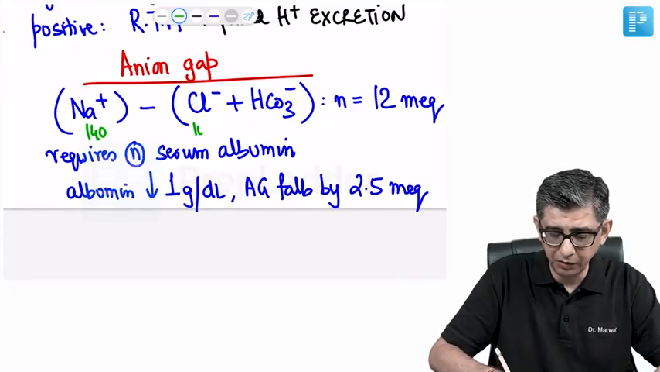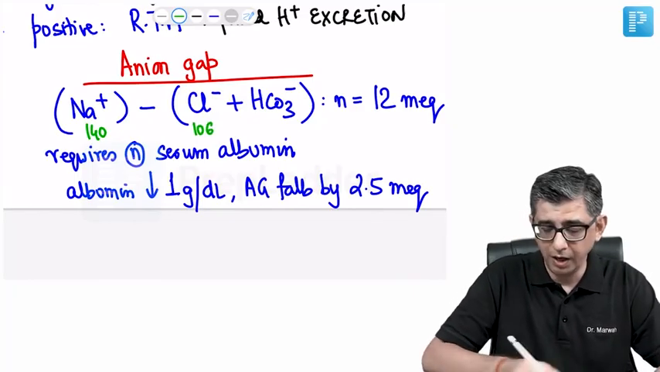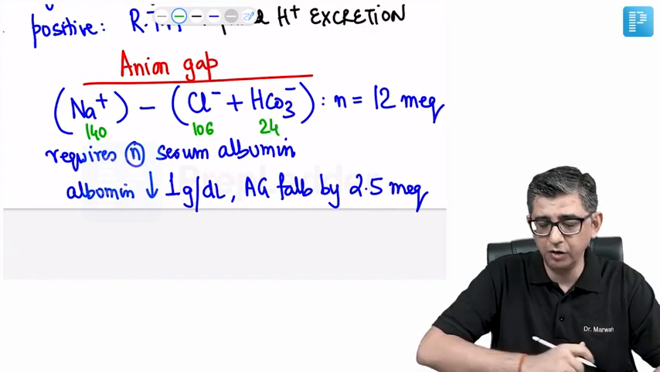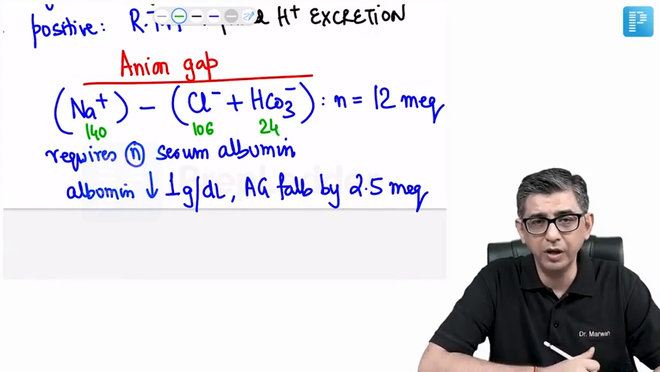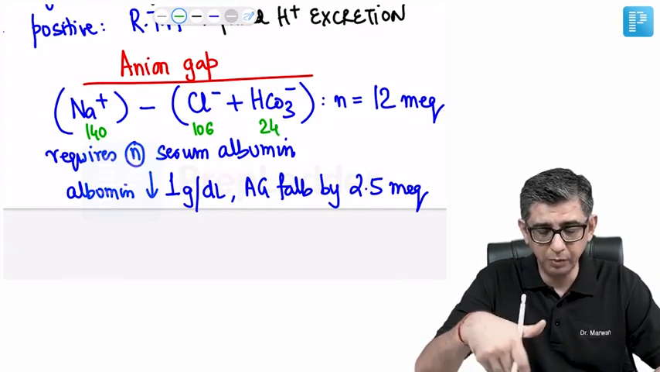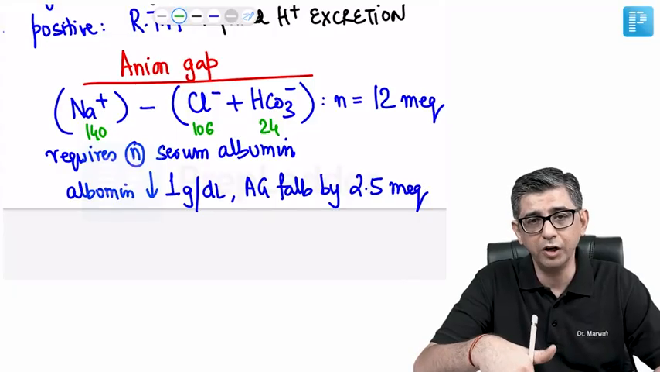So just for calculation purposes, I'm taking this value to be 106. And bicarbonate, I'm taking an average of 24. I have done this activity only for ease of my calculation. Now, if you do simple mathematics here, 140 minus 130, that would be 10.